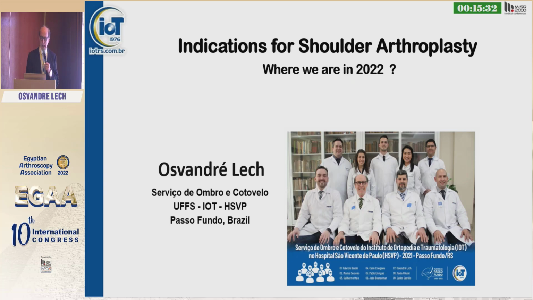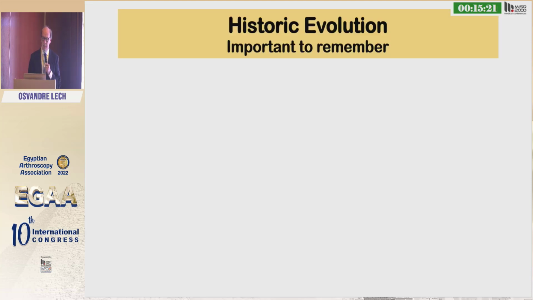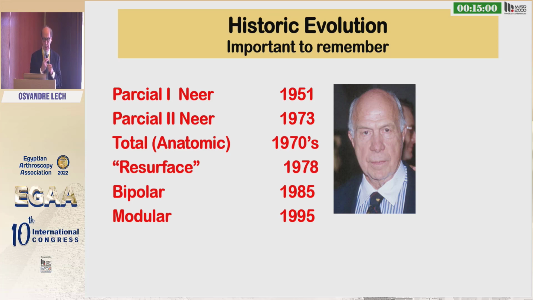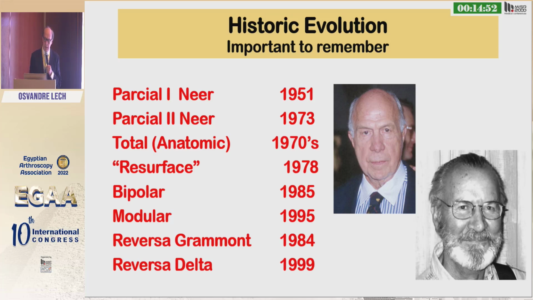Well, let's go. Indications for shoulder arthroplasty. Where we are today. Hemi, anatomic, or reverse? What's the science behind this? Just to remember, the early 50s with the partial monoblock by Dr. Neer, then the Neer 2, and then the total that Neer introduced, among other authors, in the 70s. Then came bipolar, modular, and so on. And finally, the reverse by Paul Grammont has changed everything.